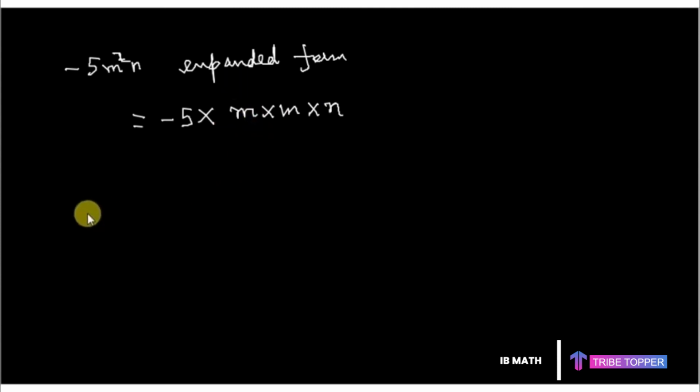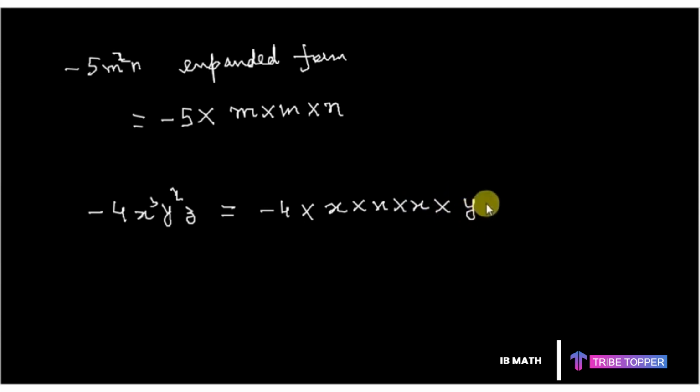Let's check out one more example. I have minus 4x cube y square z. Now that gives me what? This is minus 4 times, in expanded form, x cube, so I need to have 3 x's here: x times x times x, into y square, which would mean y times y. I'm multiplying y 2 times, and z is just one part. So this is the expanded form for minus 4x cube y square z. I hope you've understood well how we carry out the multiplication of monomials, and how we can write a multiplied expression back as a product of different monomials.